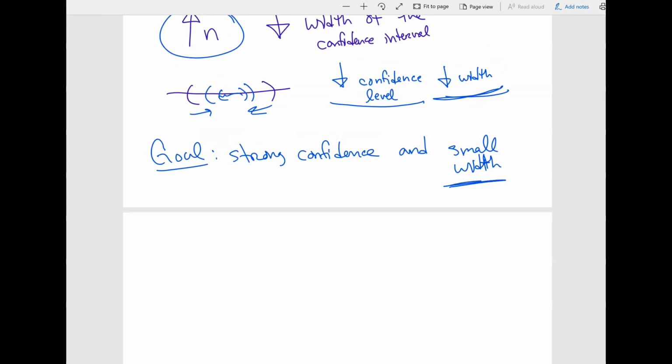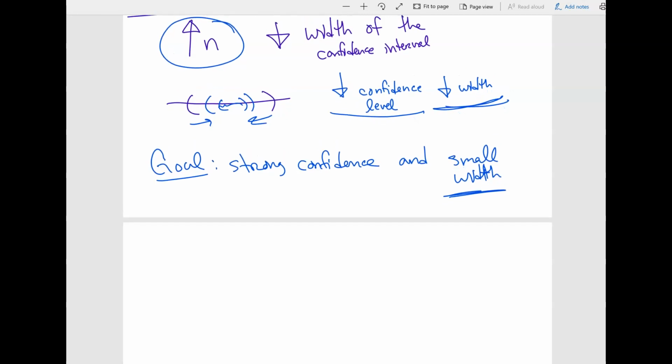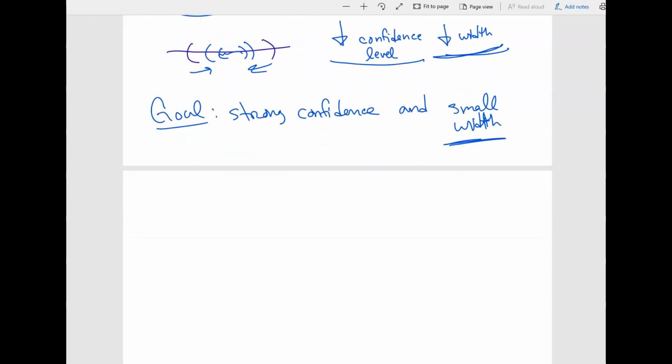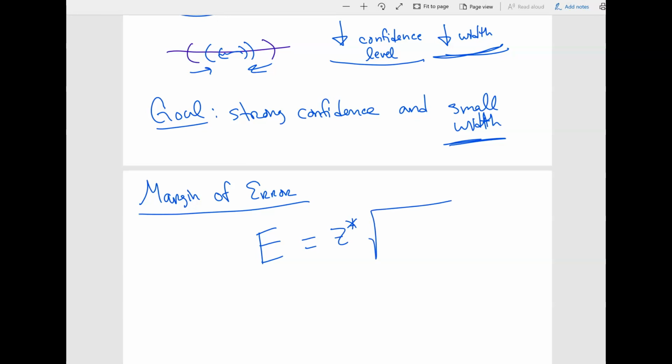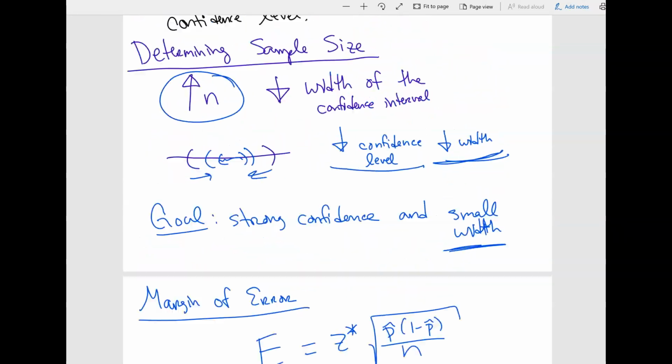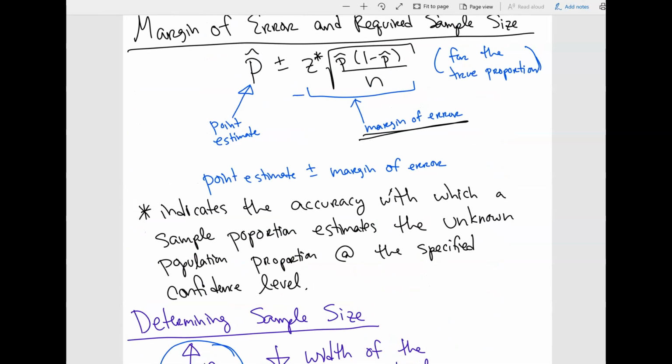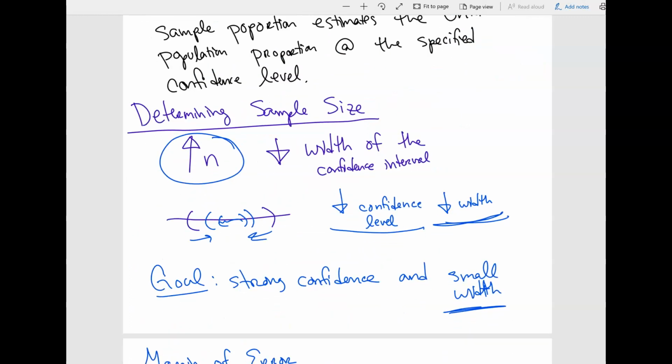So we know that the margin of error is given to us like this. Let me just go ahead and give you a formula. The margin of error, we're just going to call it E for error, is going to be z star times the square root of p hat times 1 minus p hat over n. This is just coming from the fact that if I look at my confidence interval, this part is just my margin of error. So I'm just setting this equal to E, okay?